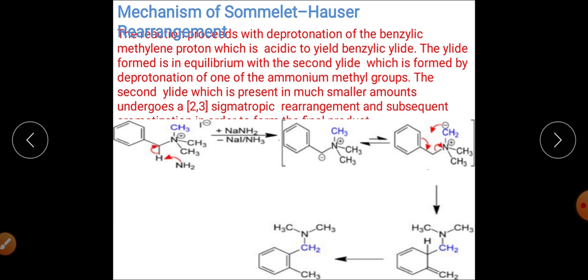So that's all about the mechanism of the Sommelet-Hauser rearrangement, and that's all about the aromatic nucleophilic substitution reaction. Now we will start from tomorrow the second unit, that is elimination reaction.